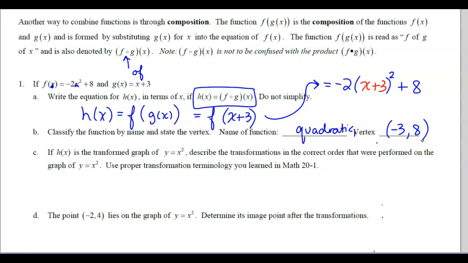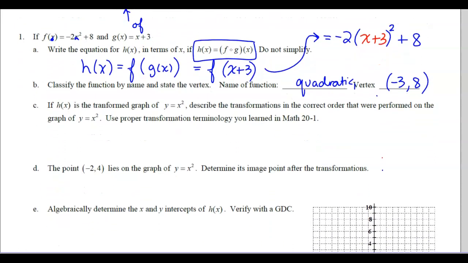So sometimes when we're doing some math, we go back and review our previous work. So it says here, if h of x is the transformed graph of y equals x squared, describe the transformations. Use proper terminology you learned in this course, in 20-1. So always do stretches first. Now it says proper transformation terminology. To save time and space, we're going to use abbreviations today. Right? So, still need to have the correct order. So that is a vertical stretch by 2.